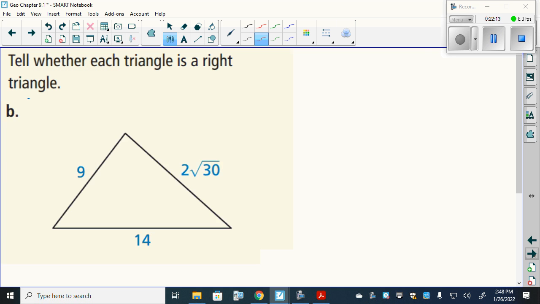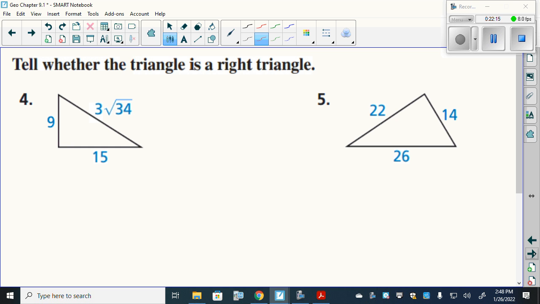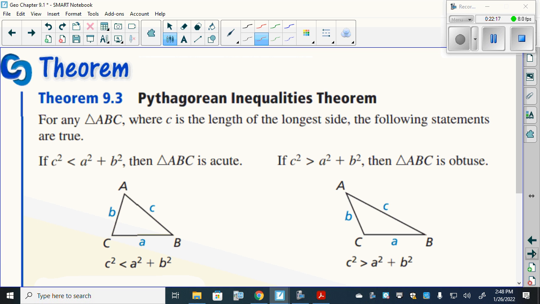All right. I think y'all feel pretty comfortable with that there, yes? As we type in A, B, and C and see if they are equal. If they're not, then it's not a right triangle. Now the last thing we have is the Pythagorean inequality.